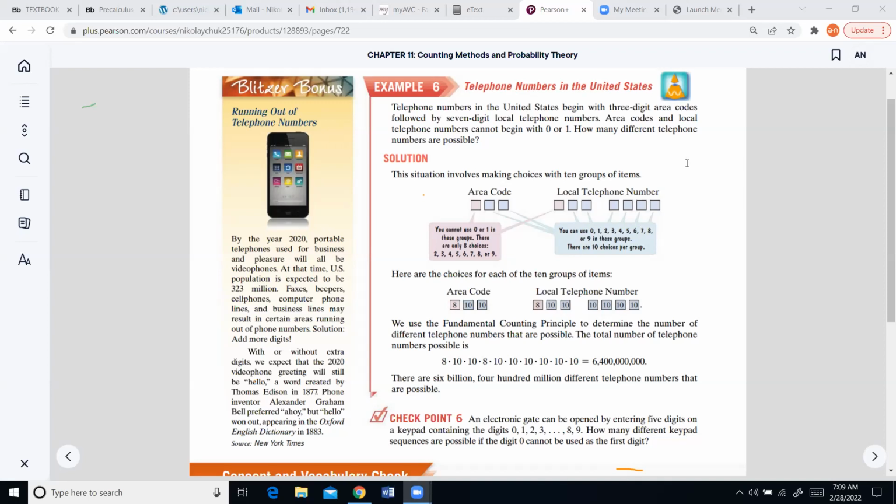Example 6 also talks about selections and deals with various possible phone numbers, but now we have a little bit of restrictions. We know that a phone number consists of a 3-digit area code and then 7 digits. And it turns out that there is a restriction for the area code. They say it cannot begin with 0 and 1. So it looks like we have only 8 selections then for the area code.